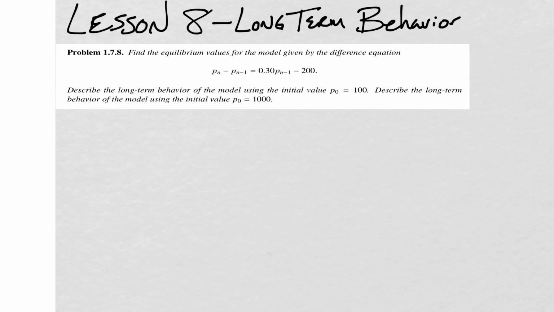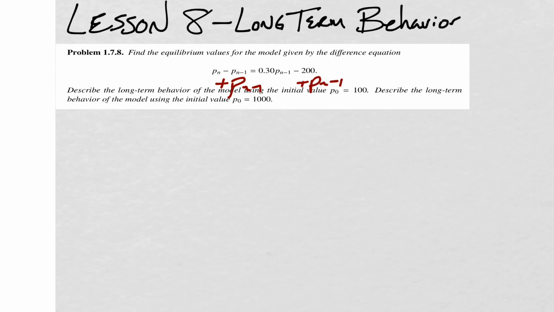to the rest. So first thing it says is find the equilibrium values for the model given below by the difference equation. P sub n minus P sub n minus 1 is equal to 0.3 P sub n minus 1 minus 200. And so if we're going to find an equilibrium value, we need to make this difference equation back into a recursion equation. And so if we want to do a recursion equation, we want to isolate P sub n on the left-hand side. So we're going to add P sub n minus 1 to both sides.